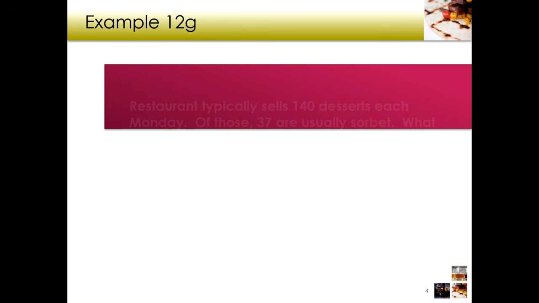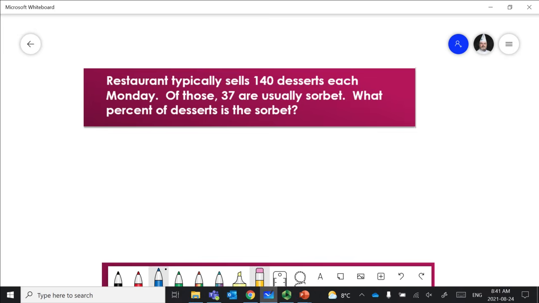Okay, so a restaurant typically sells 140 desserts each Monday. Of those, 37 are usually sorbet. So what percentage of the desserts are sorbet? Well, it's a simple 37 out of 140, which gives us a percentage of 26.4%.